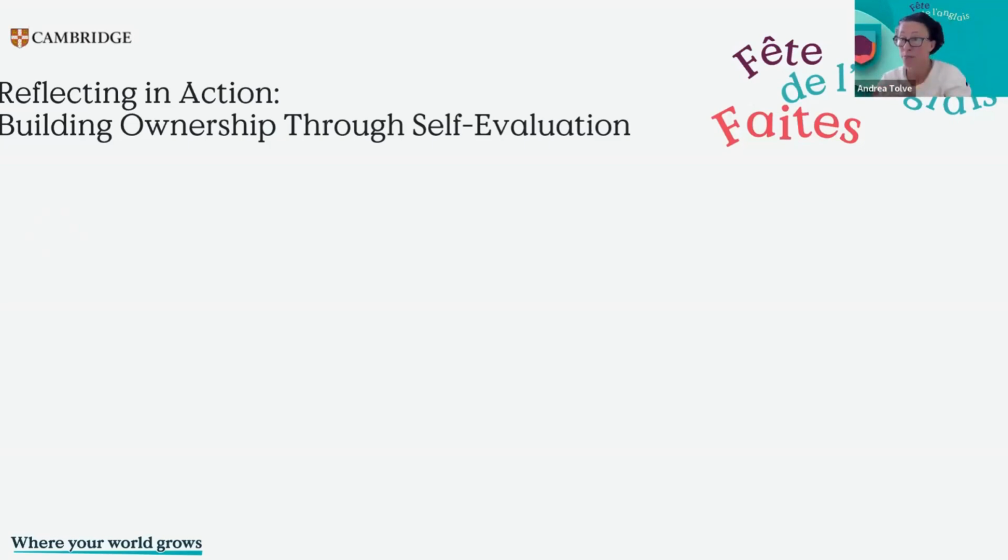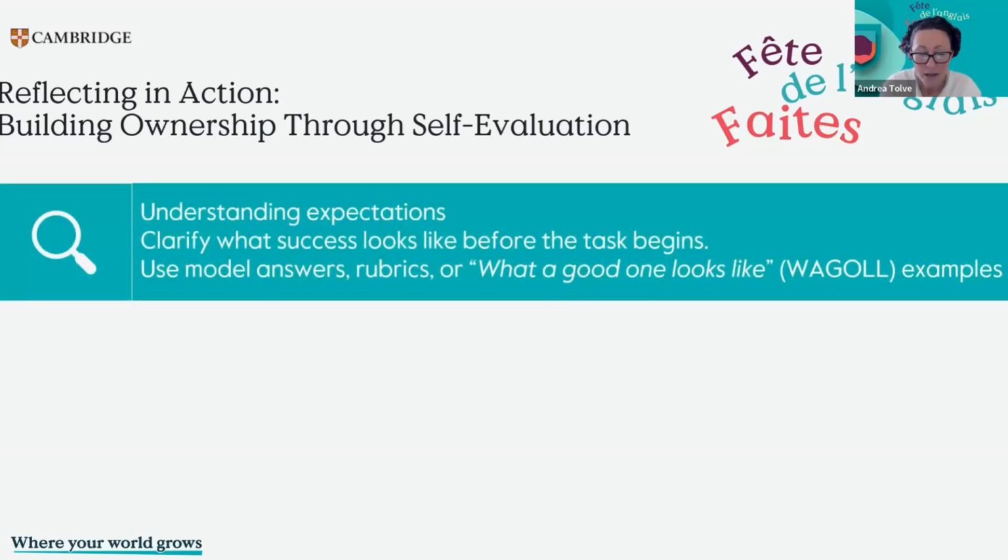But in this final part of the webinar, we're going to look at 6 simple ways to build self-reflection into your lessons. Maybe some of you are already doing this, but these are ways to help students recognize their progress and take more control of their learning. So the first one, understanding expectations, clarifying what success looks like before the task begins. So using model answers or rubrics, or a WAGOLL, what a good one looks like. So examples. So what would this look like?